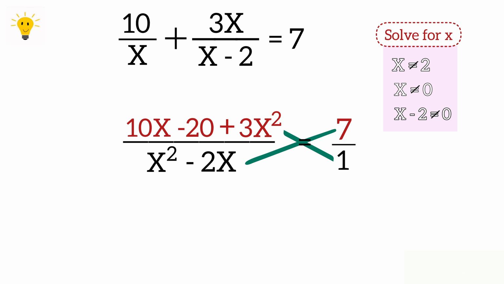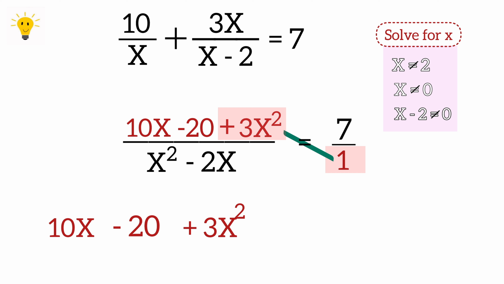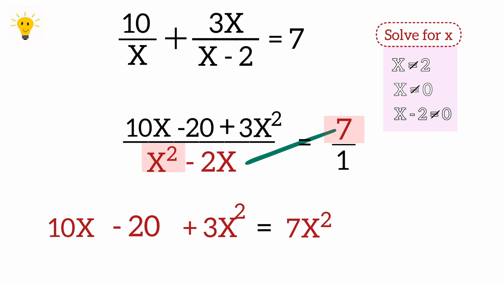When we cross multiply, we start this side. So 10x times 1 is 10x, minus 20 times 1 is minus 20, and 3x squared times 1 is 3x squared. Then we multiply this side. So 7 times x squared is 7x squared. 7 multiplied by negative 2x is a negative 14x.